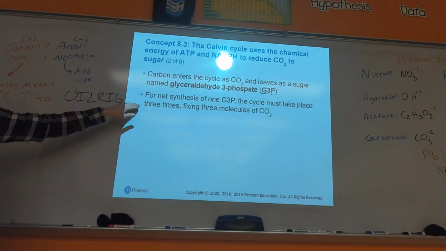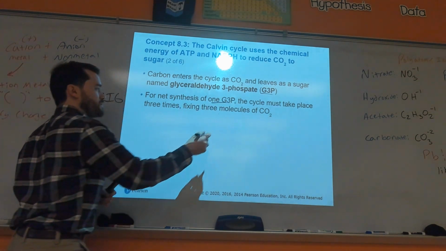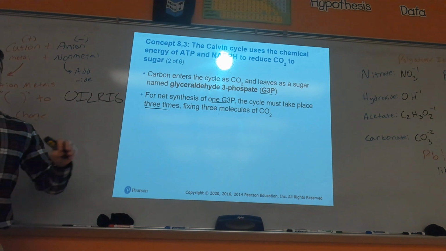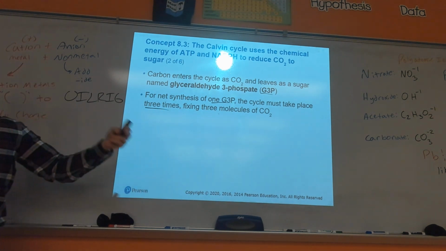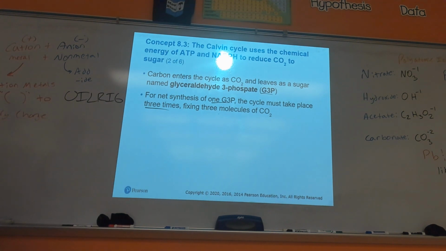And now this is kind of interesting. To make one G3P, one single G3P, we have to do the cycle 3 times. And they say we have to fix 3 molecules of CO2. This will make a little more sense when I actually show you the cycle, I think on the next slide. But keep that in mind. To make one G3P, you have to do the cycle 3 times.